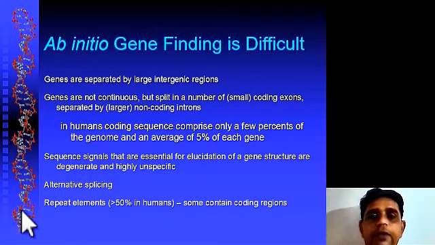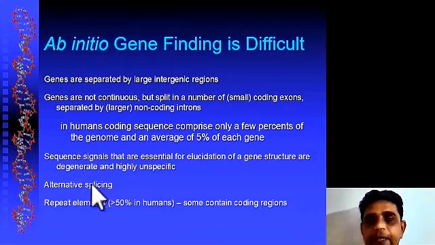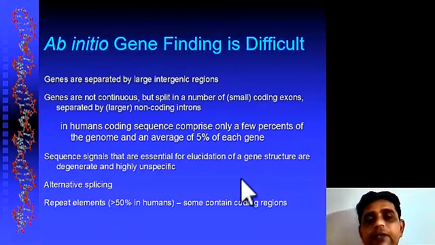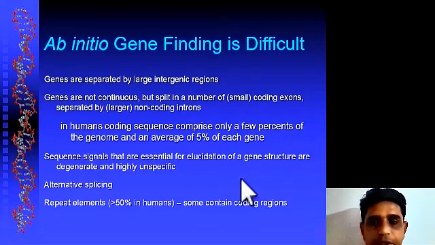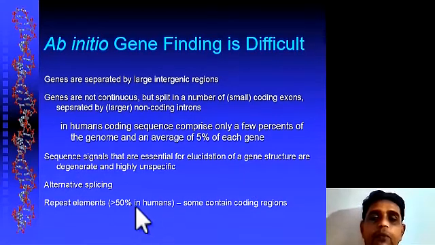You can also have alternate splicing. Alternate splicing means that from one stretch of DNA, with alternate splicing, you can have the generation of more than one gene product. Then there are repetitive elements, which are quite high in mammals, specifically in humans, more than 50% are repeat elements, and some genes are coding regions also.